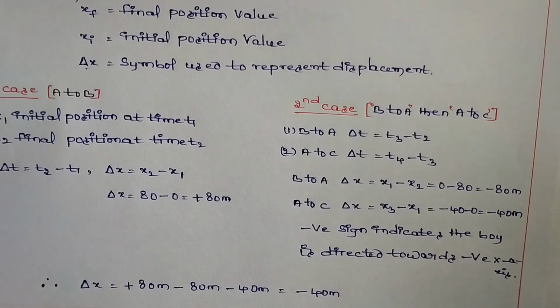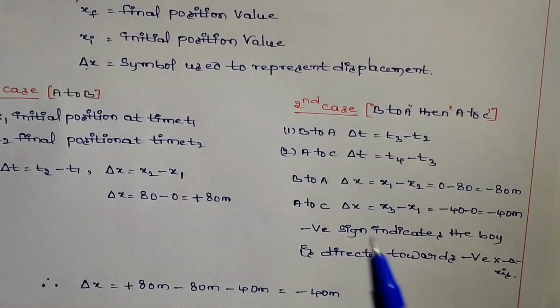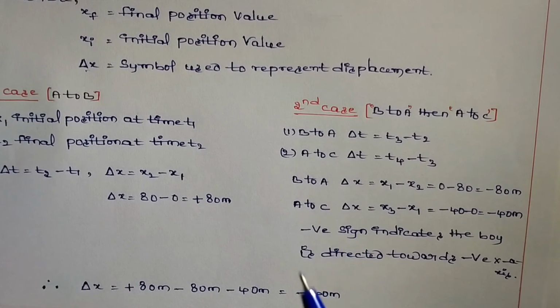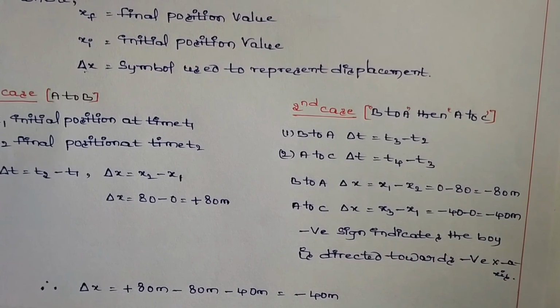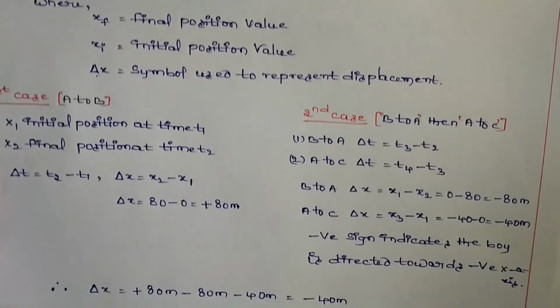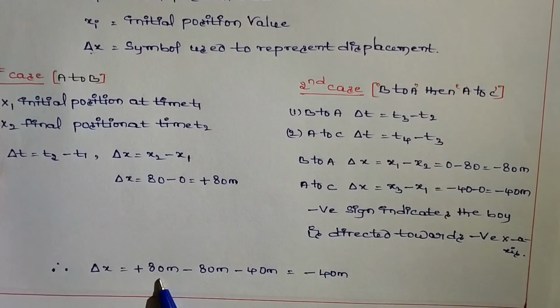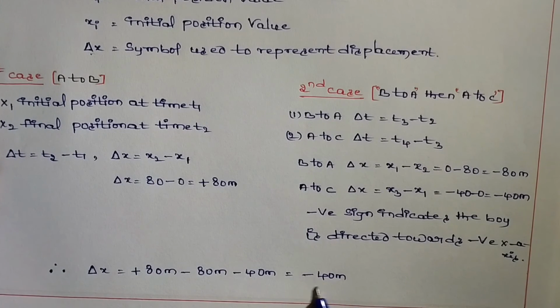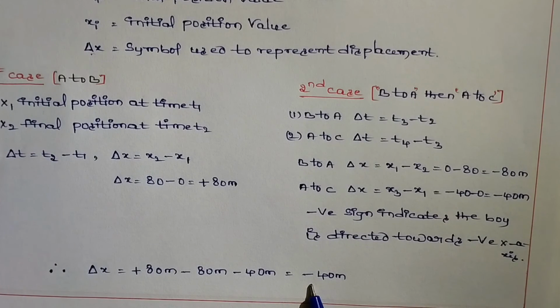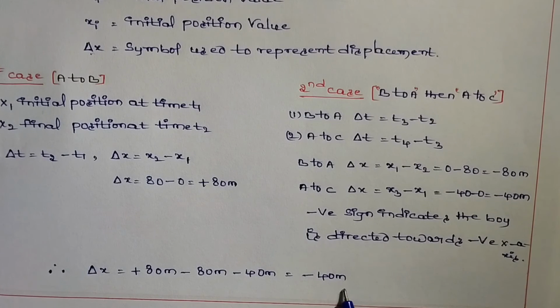The total displacement, the change in the position of that boy during his whole journey, can be calculated by adding all these displacements. That is, first case, A to B, 80 meters, and from B to A, minus 80 meters, and from A to C, minus 40 meters. Finally, the answer is the final displacement when he reaches C, that is minus 40 meters.